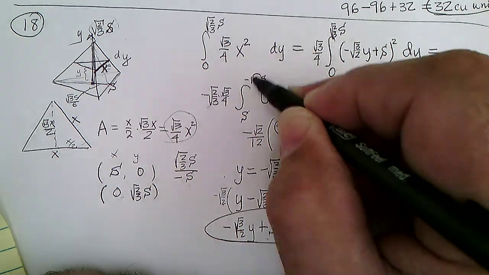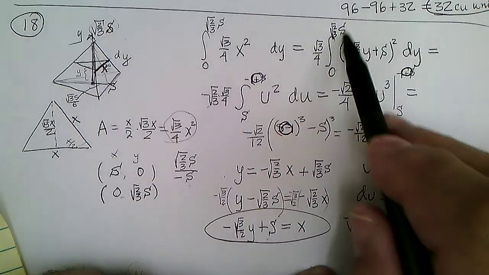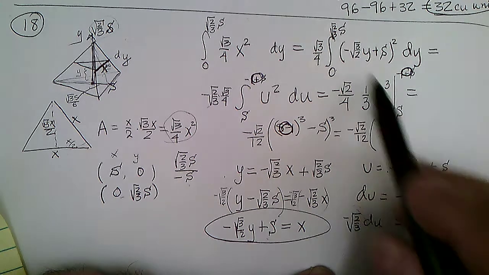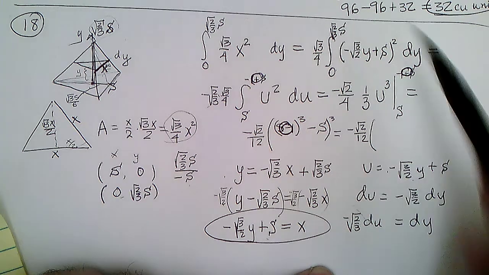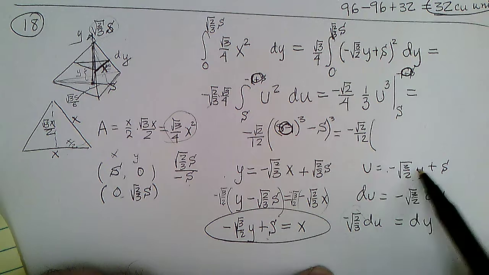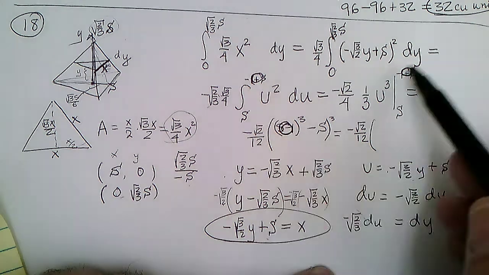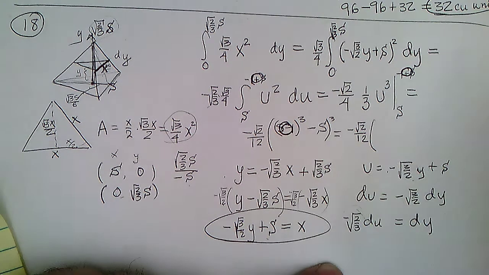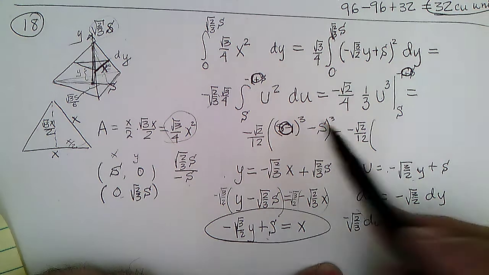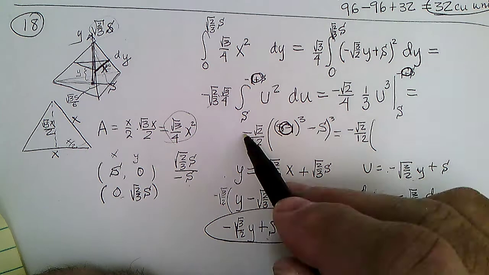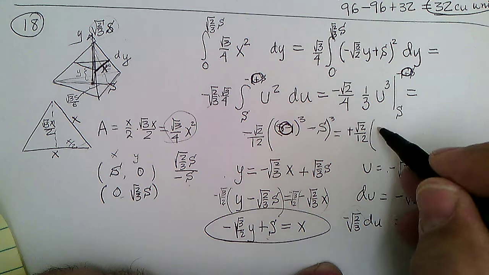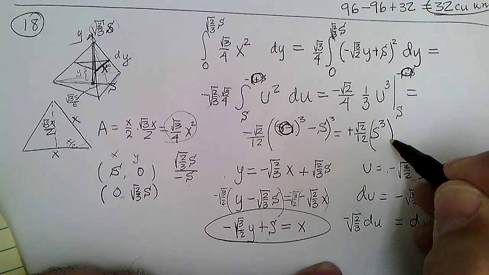Yes, this should be 0. If I put this in here, I get this times that, which is minus 1, times an s. So I get minus s plus s, which is 0. So now this is going to work. So that cubed is gone, and so I got minus a minus, which is plus this s cubed.